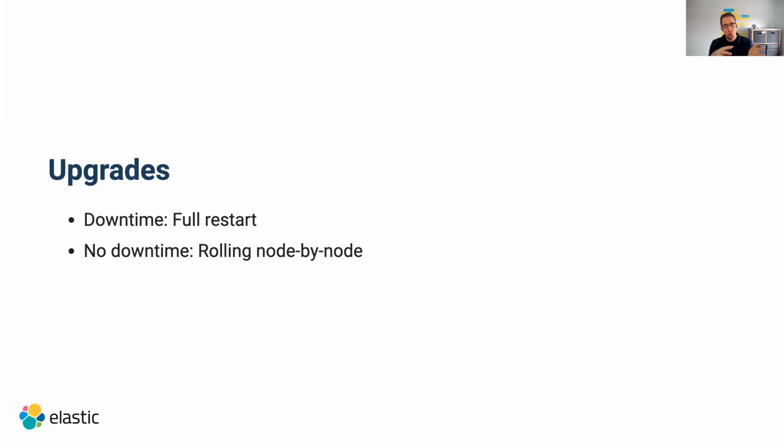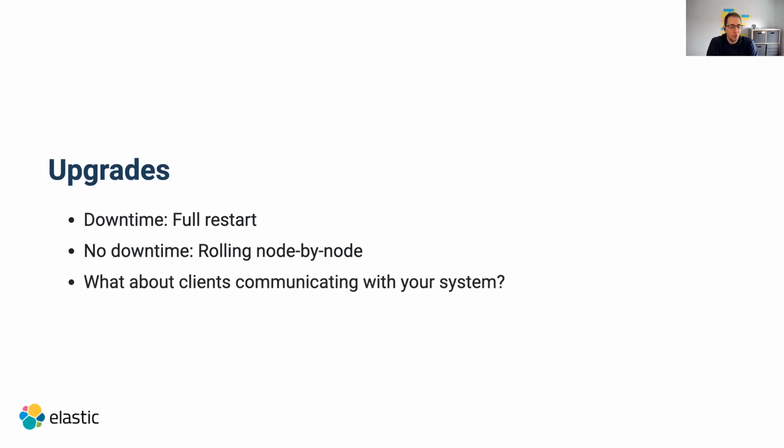So you basically shut down one node, upgrade it, bring it up again, shut down the next node until you've done this with all of your nodes. And of course, this brings us back to the question, like, what about clients communicating with your system? How do they know that they require upgrading? How do they know that they require a behavioral change so that the upgrade of the server software is working as expected?